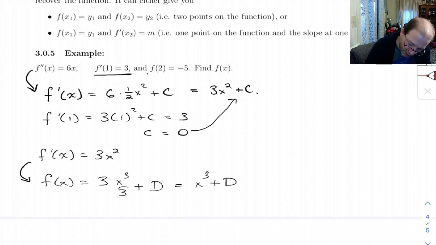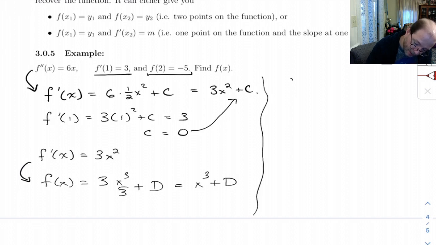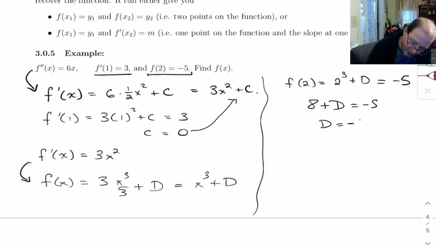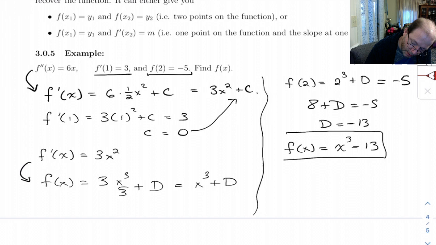So now I'm going to use this other bit of information to solve for d. So let's see, f of 2 is going to be 2 cubed plus d, and f of 2 is negative 5. So what I've got here is 8 plus d is negative 5, so d is going to be negative 13. So the f of x on this problem is going to be x cubed minus 13. That's it.